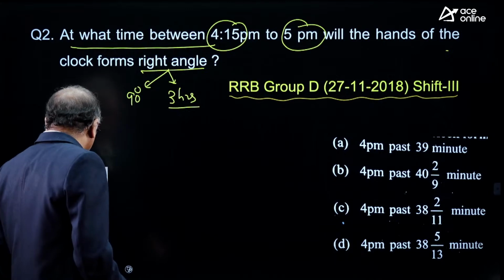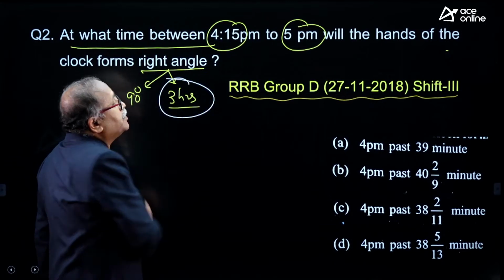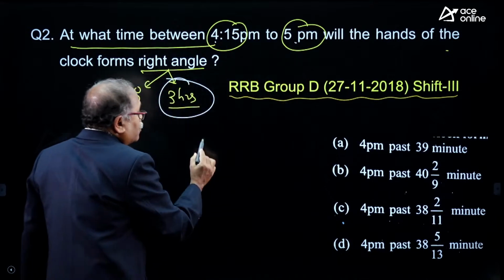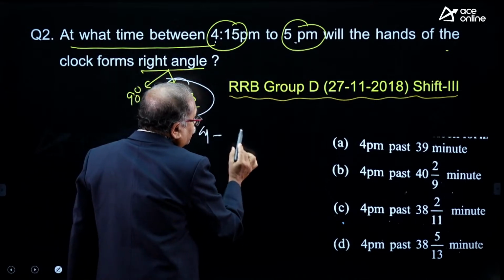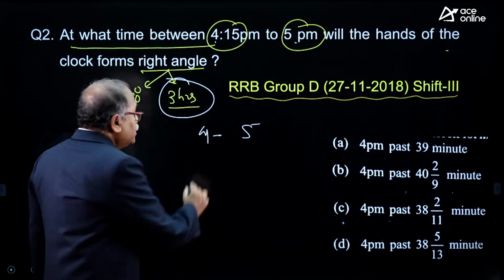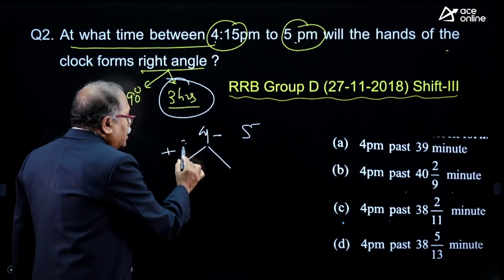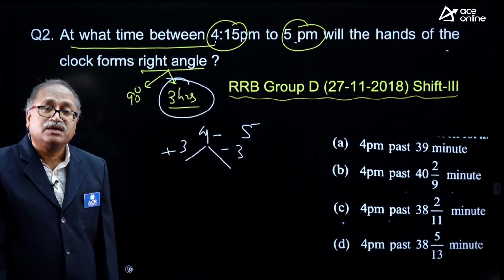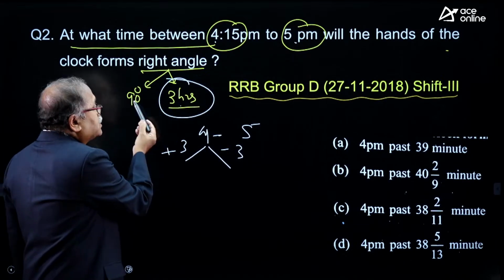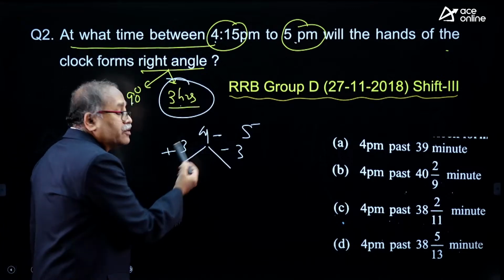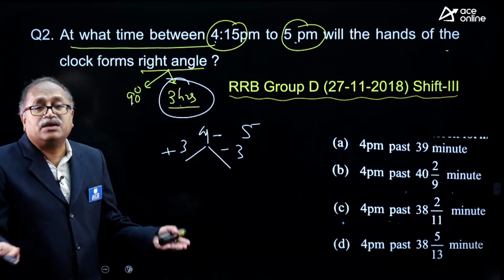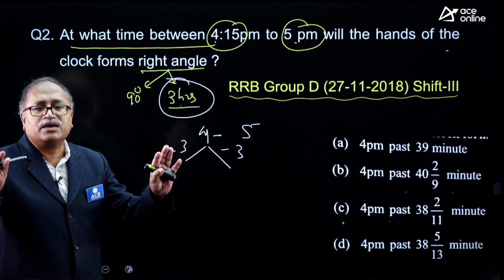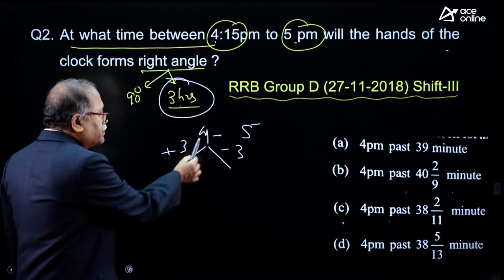So I will take this point, and this time is between 4 o'clock and 5 o'clock. Look at the shortest method: 4 to 5, so here plus 3 and minus 3. Why plus 3 minus 3? 3 represents 90 degrees in hours. If I convert 90 degrees into hours, it is 3. So whenever the right angle comes, plus 3 and minus 3 from the first number.